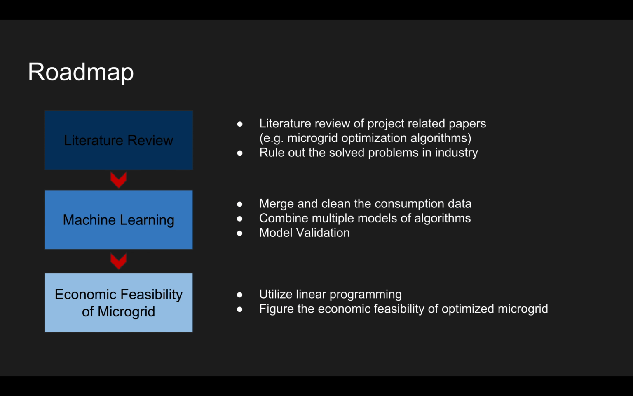What we will do next can be divided into 3 parts. The first part is literature review. So we will research more project-related papers, such as microgrid optimization algorithm. During our research, we will also figure out what kind of problems have already been solved in this area, and our project will focus on the unsolved problems.